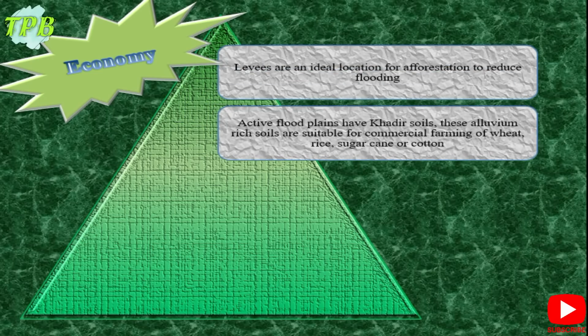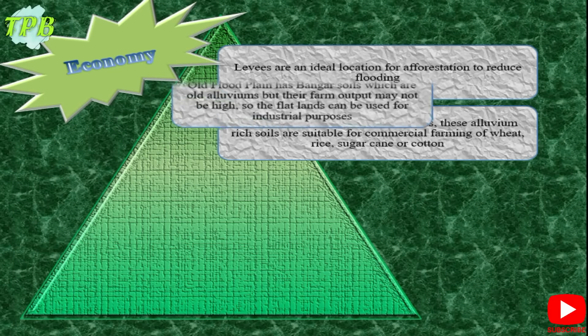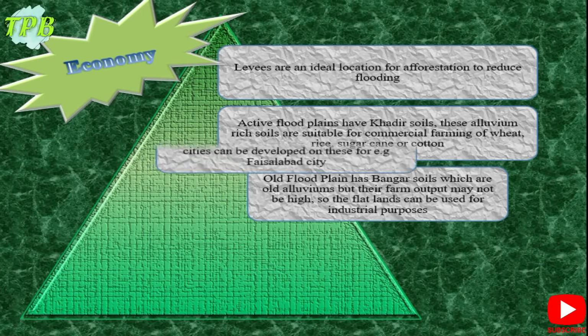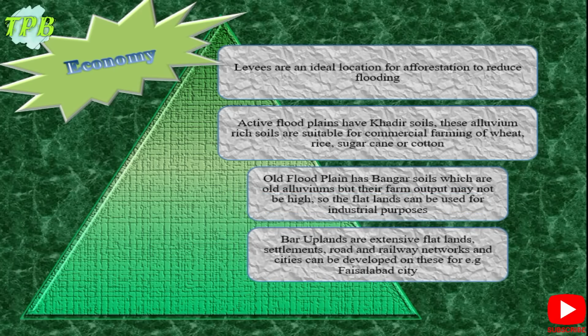The Khadar soils in active flood plains are fresh alluviums. They are rich mineral soils. They are suitable for commercial farming of wheat, rice, sugarcane or cotton. Old floodplain has bangar soils, which are old alluviums, but their farm output may not be that high. So, most of the people use these flatlands for constructional purposes, industrial use and the development of settlements. Bar uplands are extensive flatlands with settlements, road, railway networks and cities which are developed here, for example the city of Faisalabad.